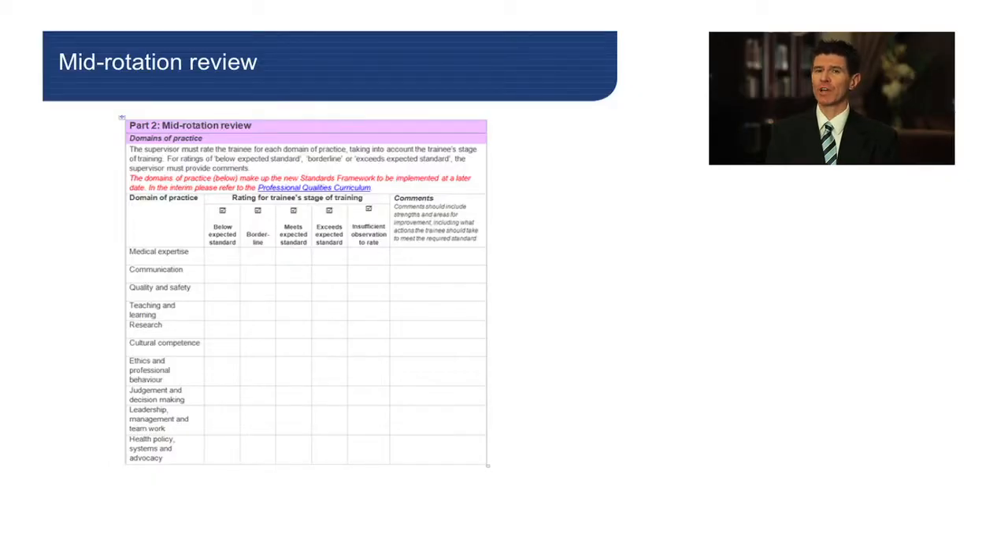At the midpoint of the training rotation, the trainee and supervisor should arrange another formal meeting to discuss progress towards the learning goals, including progression towards the targeted EPAs. During that meeting, the trainee and supervisor should determine if a trainee is on track and also decide if there's any new actions that need to be taken before the end of the training rotation in order to achieve the learning goals, including the EPAs.